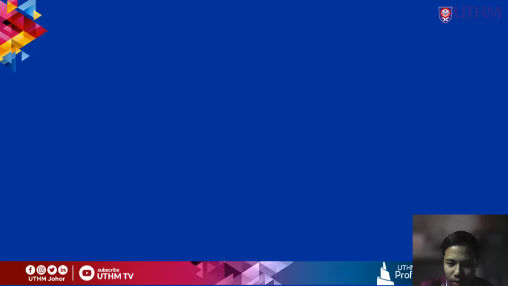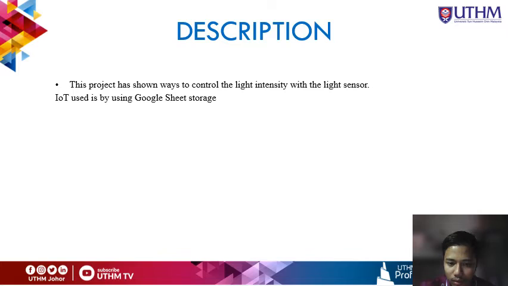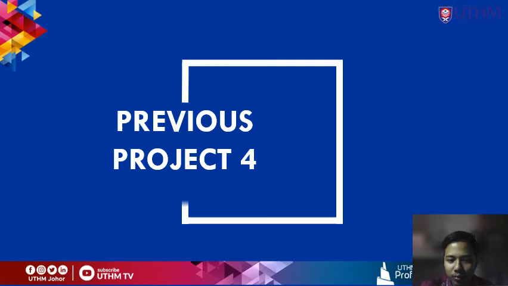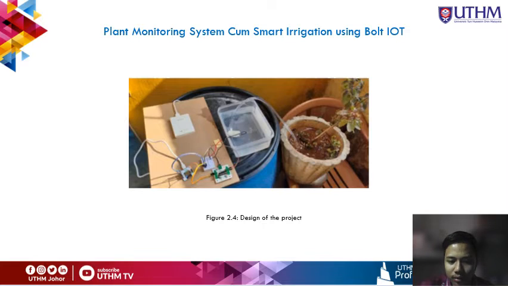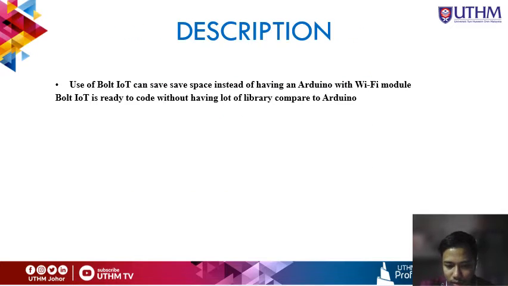My previous project 3 has some ways to control the light intensity with a light sensor, and the IoT used is Google Sheets. My previous project 4 is a plant monitoring system cum smart irrigation using NodeMCU. Using NodeMCU can save space instead of having an Arduino with a Wi-Fi module, but NodeMCU has fewer libraries compared to Arduino.